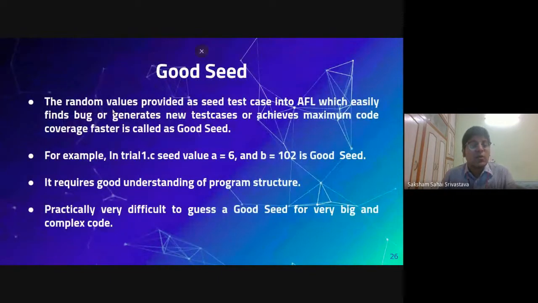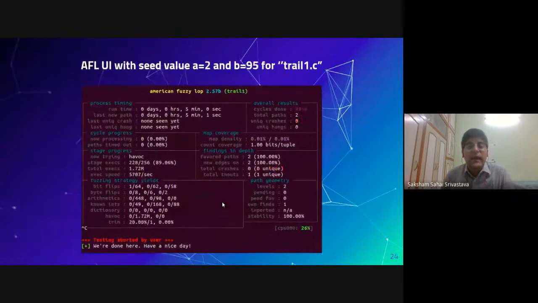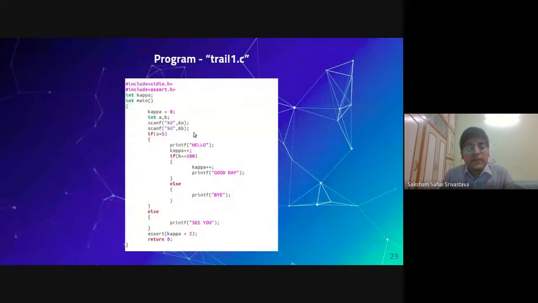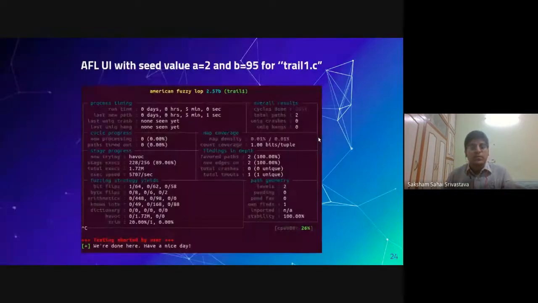It requires a good understanding of the program structure, and practically it sometimes becomes very difficult to guess a good seed for a very big and complex code. Let us say that instead of 2 variables you have 6 or 7 variables, A, B, C, D, E, F, and G. For all these values you need to make a good initial guess, which is not always possible.